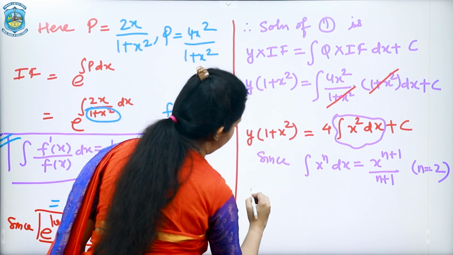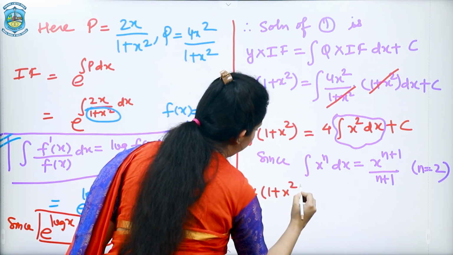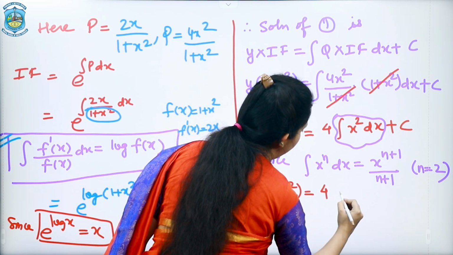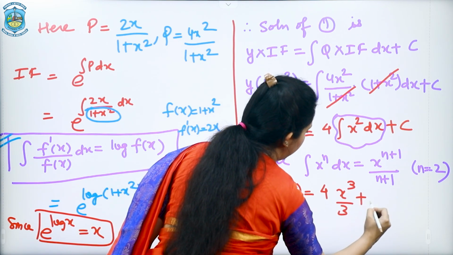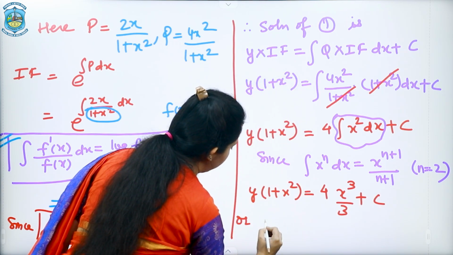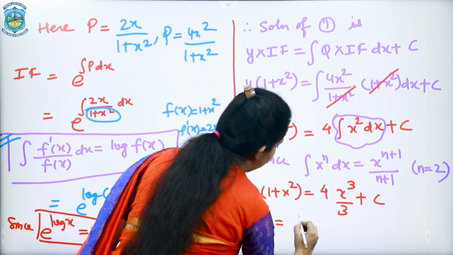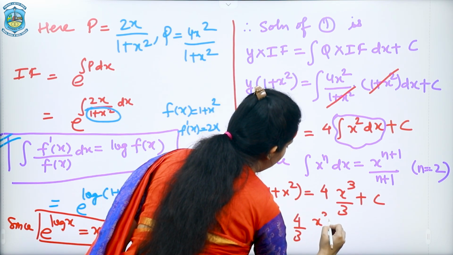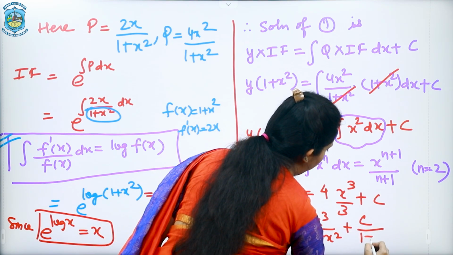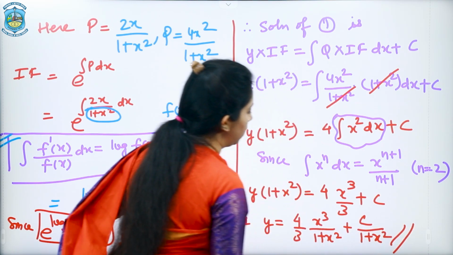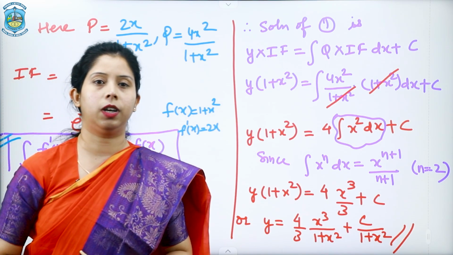So, we will substitute the value and rest everything will remain the same. So, 4 multiplied by x raised to the power 2 plus 1 is 3, divided by 3, plus c. Or we can rearrange it and write the value of y as 4 by 3 x cube divided by 1 plus x square plus c divided by 1 plus x square. So, this is the solution of the linear differential equation.